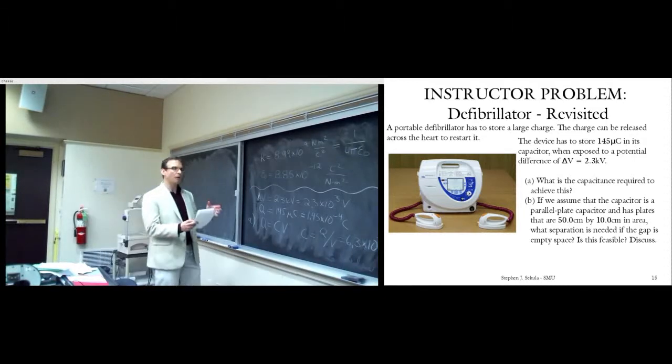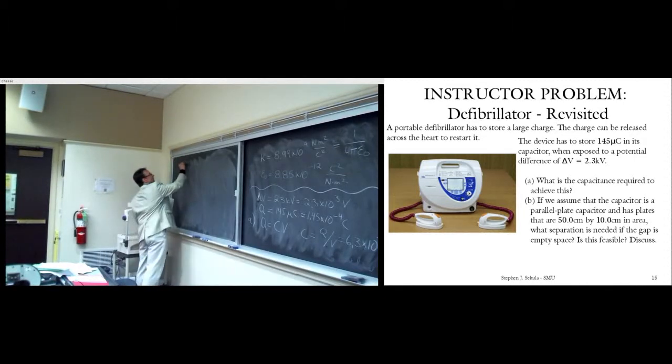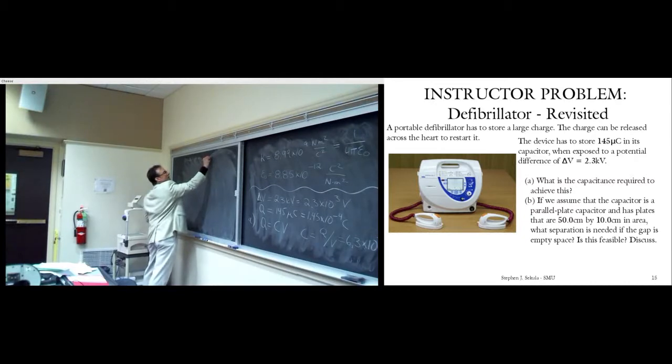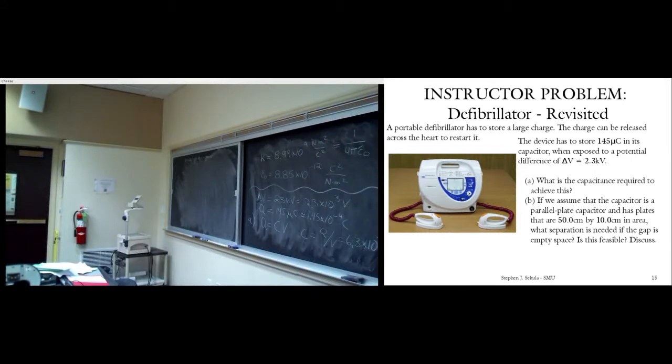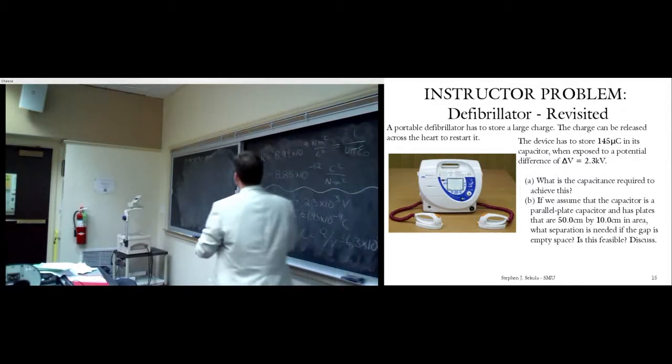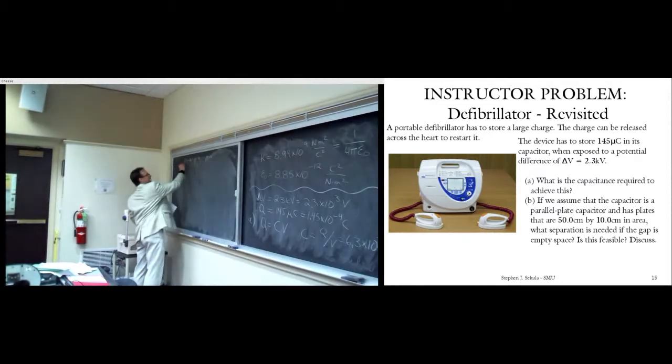All right, so for now, let's treat this capacitor as a parallel plate capacitor. That means that if this thing is about 6/10 of a meter wide, that's not unreasonable for a suitcase-sized thing. So maybe there is a 50 centimeter wide, 10 centimeter high capacitor of the parallel plate variety lurking in this thing. It would fit in that box. Let's see what happens if we assume that that's the case.